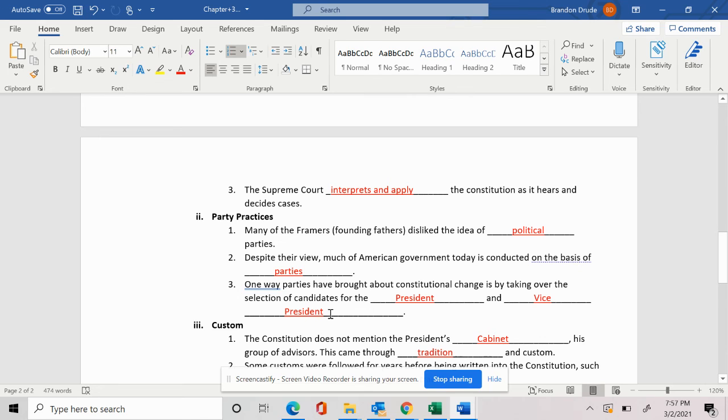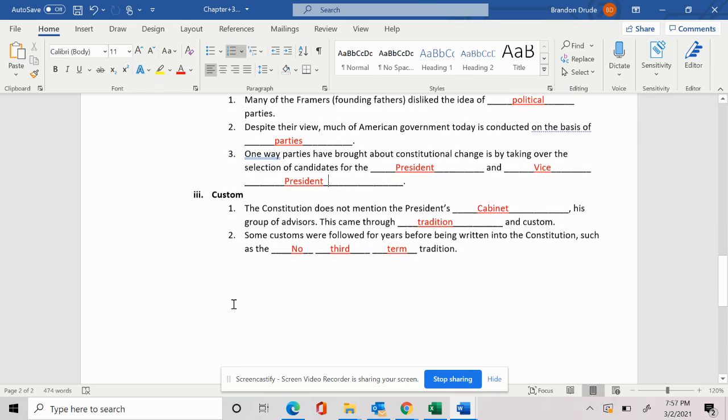change started to be pushed forth, and eventually, thanks to political parties, the president would no longer have the runner-up be their vice president. They would just run with a vice president. They get to choose their vice president, and the president and vice president get elected together. So that is one way political parties have helped shape the Constitution.